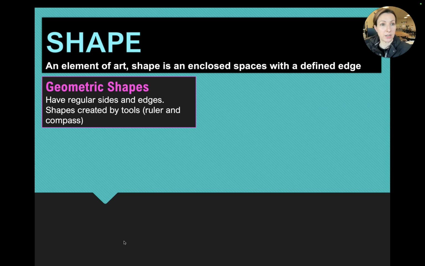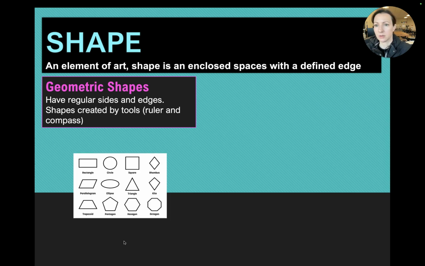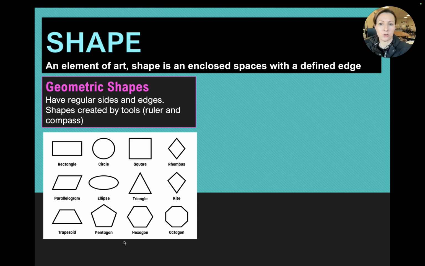Geometric, which have regular sides and edges. Remember, they're shapes created by tools. I like to call them math shapes. So rectangles, circles, squares, triangles, hexagons, those types of shapes.